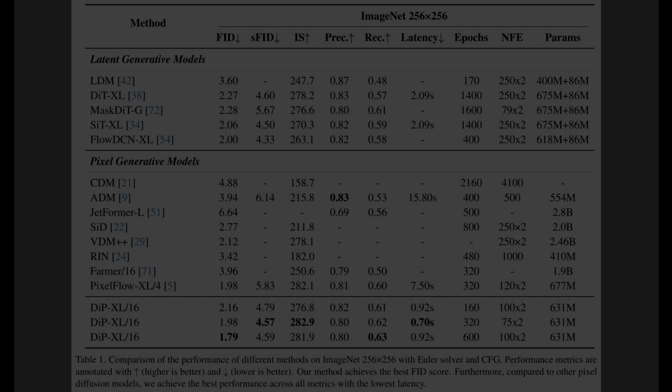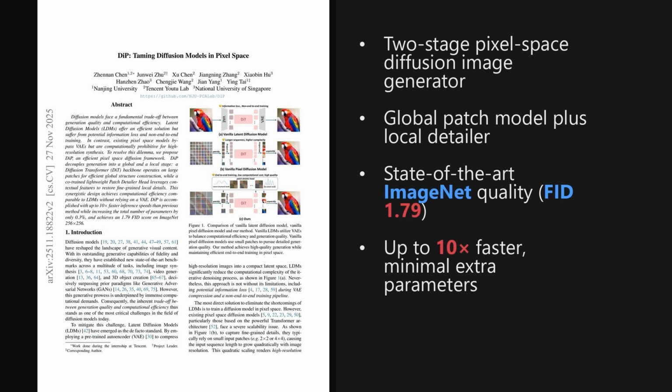at inference. Alright, the big takeaways are that DiP keeps everything in pixel space, yet still runs about as fast as latent diffusion models, and it does this while actually improving image quality. This split into global structure plus a tiny local detailer could influence many future generative image systems.